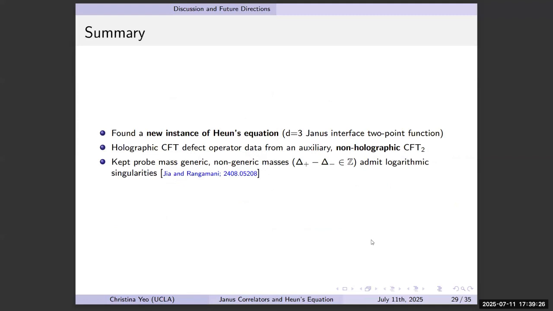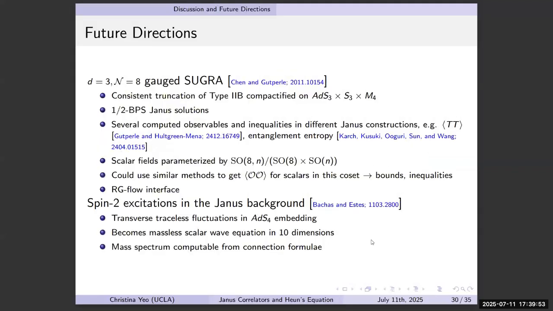And so throughout this, we just assumed that the difference between the delta plus and delta minus was non-integer. But when they are integers, you do need to be careful about defining the solutions. But the technology with the connection coefficients should remain very similar. We didn't deal with this in our paper, but I found this source to be pretty pedagogical if you want to read about that. And to end with some future directions for this research.